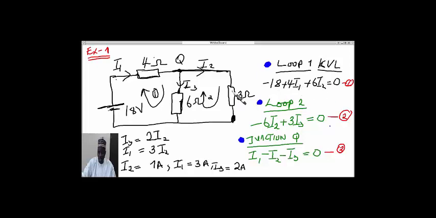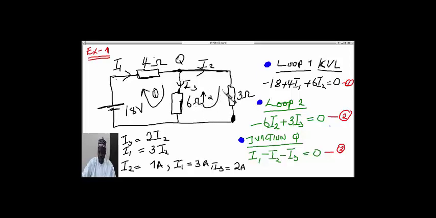So when I put all these things, I have summed all the potential drops in a closed loop. Here Kirchhoff's voltage law says that the total sum is going to be 0. So this is my equation number 1. In the same way, we consider loop 2.